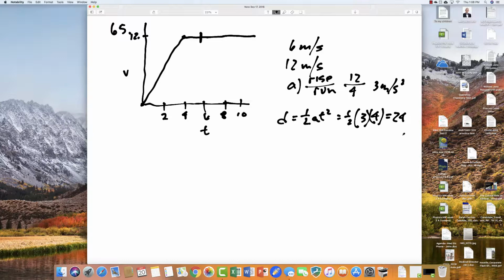And then for the rest of the race, the distance is going to be vt, from 4 seconds to the end of the race. That's going to be 100 meters. If you subtract 24 from 100, you get 76 meters. So you've got 12t equal to 76. The rest of the race is going to be 76 divided by 12, which is about 6.3 seconds. So the total time for the race is going to be 4 plus 6.3, or 10.3 seconds.